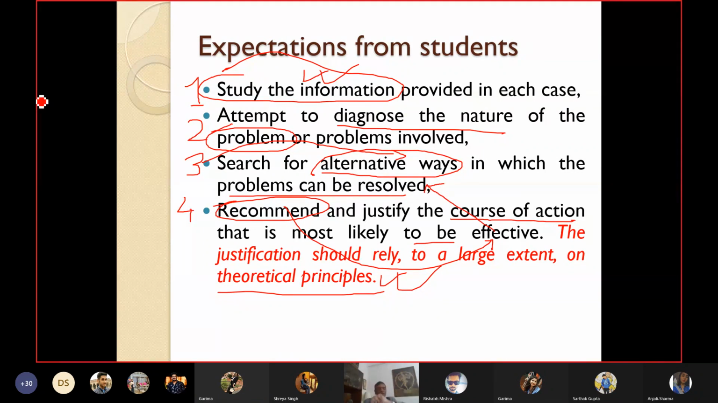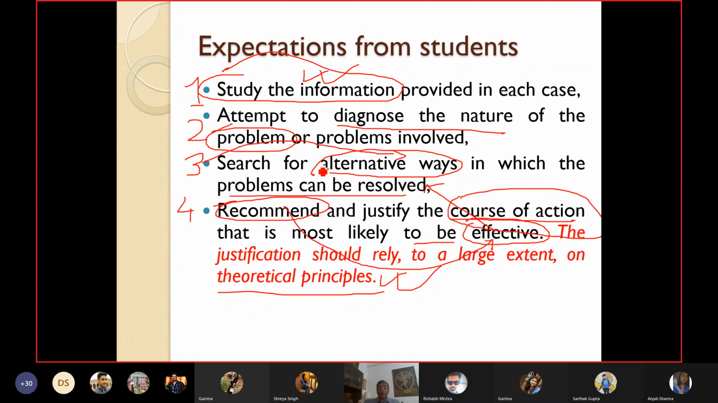I've put the arrows here so that you understand it properly and deeply in a different context. So I repeat, study the information, attempt to diagnose the nature of the problems, search for alternative ways of doing things, and then recommend to make sure which is the best possible course of action. So I've got problems, I've got various options to solve it, but look at the ones which is the best, you think, and why do you think so? And look at that course of action which can turn out to be the most effective.